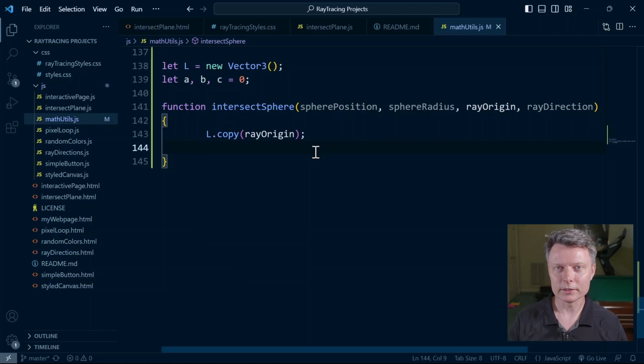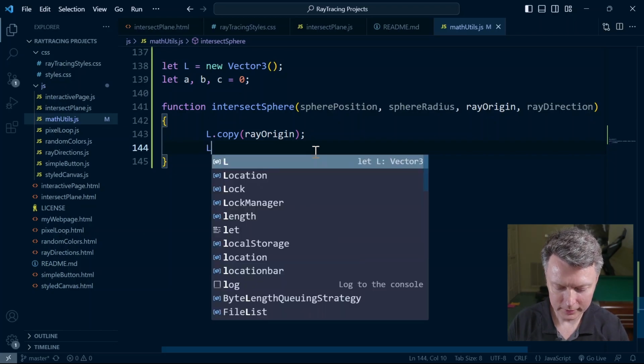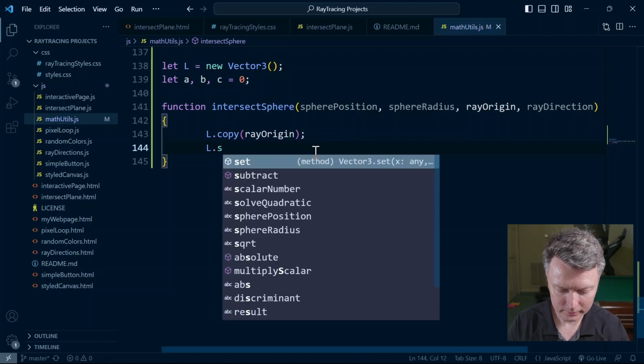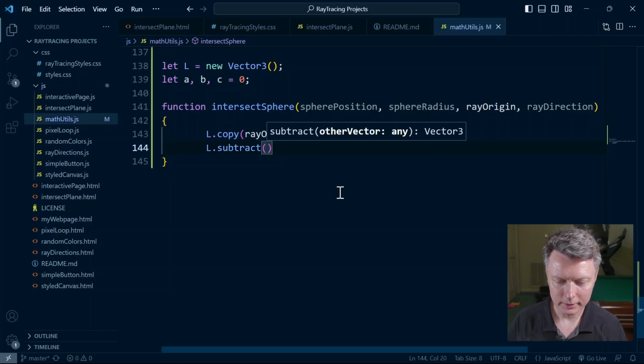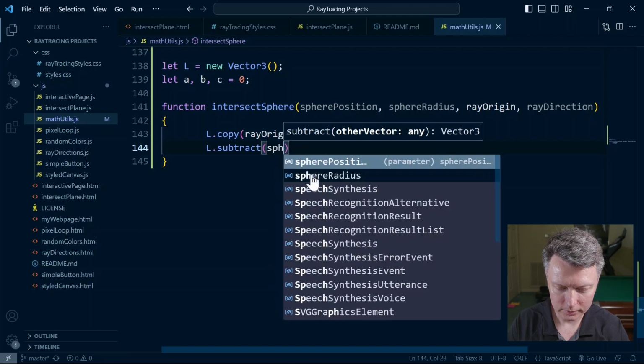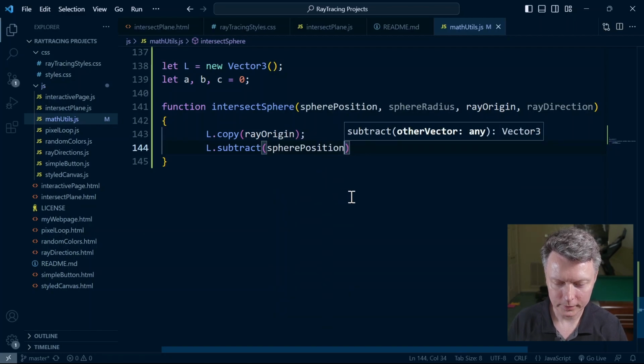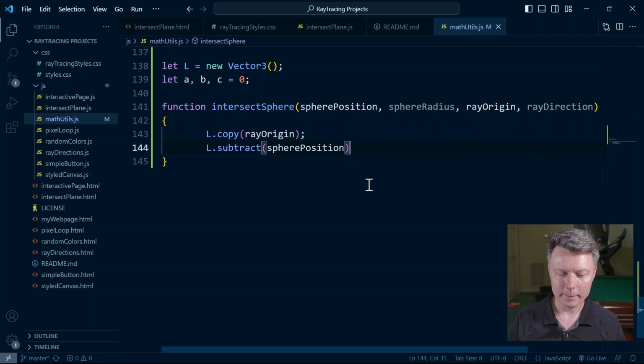And now we can subtract off that sphere center, or the sphere position that we named it. So let's do L again, and this time dot subtract, and opening parenthesis, and it says once more that we need another vector inside the parentheses, so we're going to subtract off the sphere position that we were handed. So sphere position. And then that one lights up. And now a semicolon and hit enter.